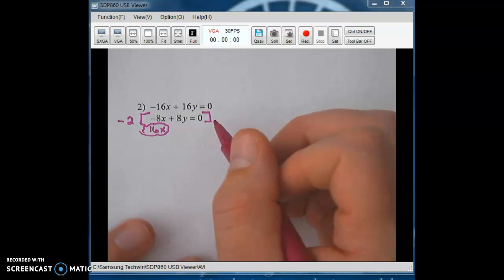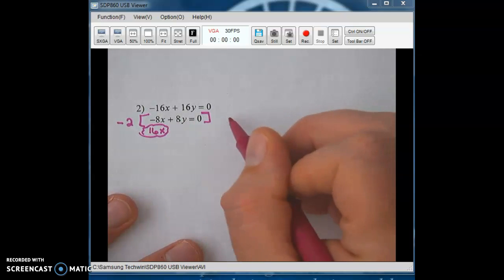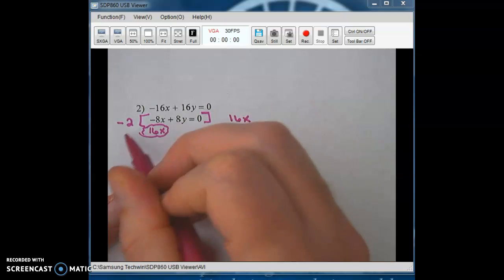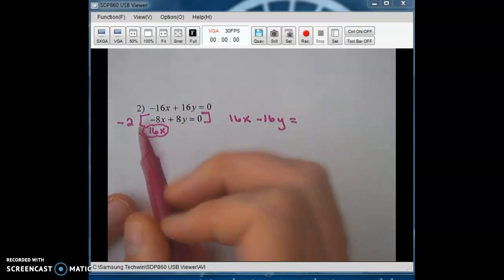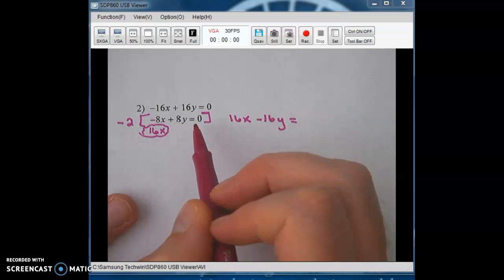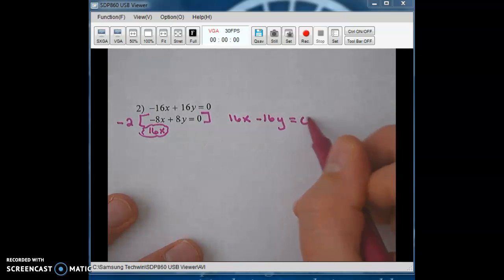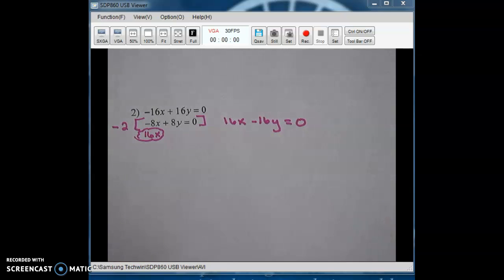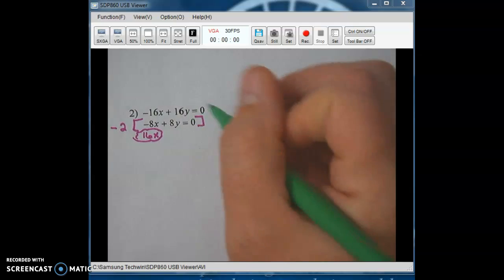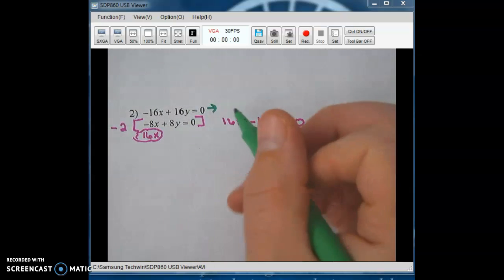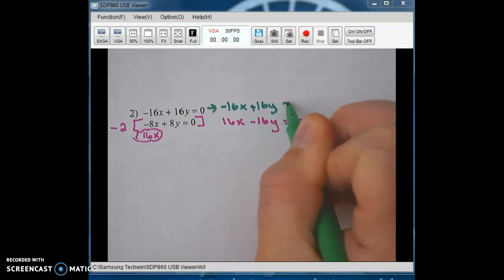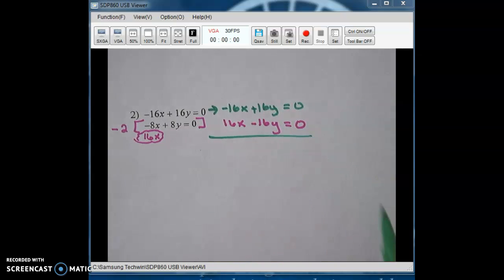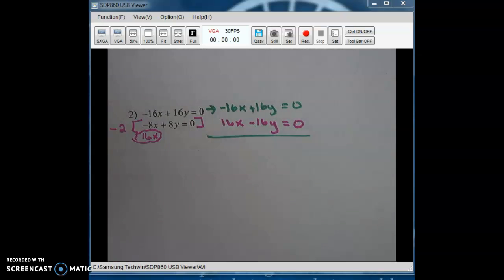So if I multiply the bottom equation by negative 2, then I get 16x there. Negative 2 times 8y would be negative 16y. And I do have to do negative 2 times 0. It's just that negative 2 times 0 remains 0. So that's what the bottom equation is. The top equation, negative 16x, I don't have to change. I can just take that equation and bring it over. Negative 16x plus 16y equals 0. And now I can do my combining of equations.